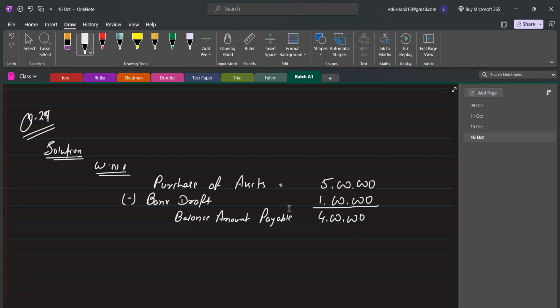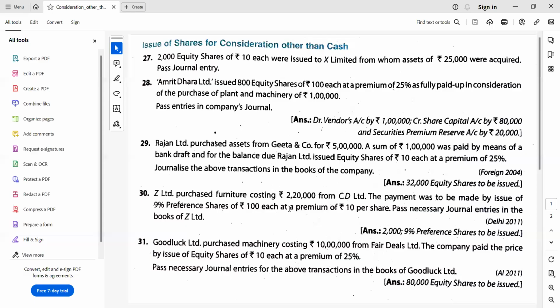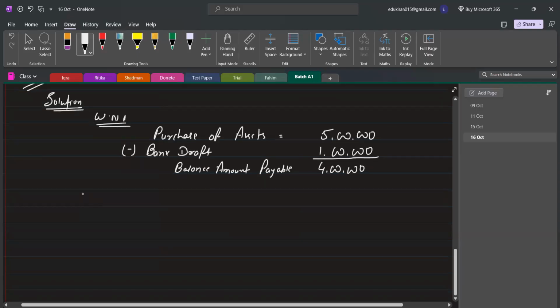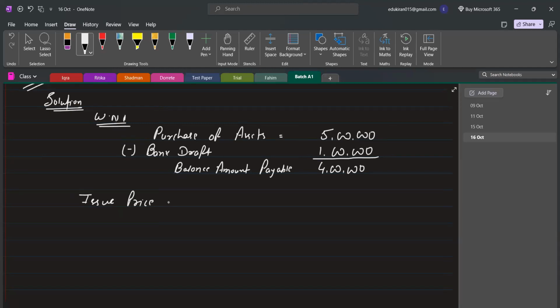And this 4 lakh will be paid in shares of rupees 10, which are issued at a premium of 25%. So the balance amount payable is 4 lakh. The issue price of the share is 10 plus 10 into 25 by 100. This is how we calculate the issue price. So it will be 12.5.